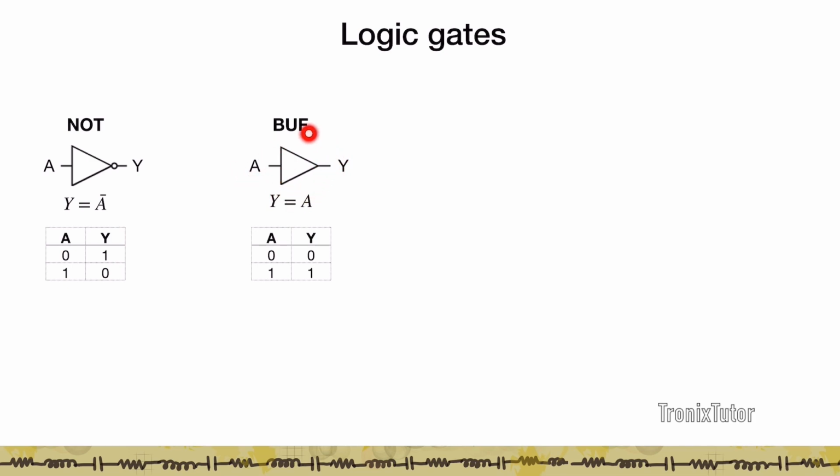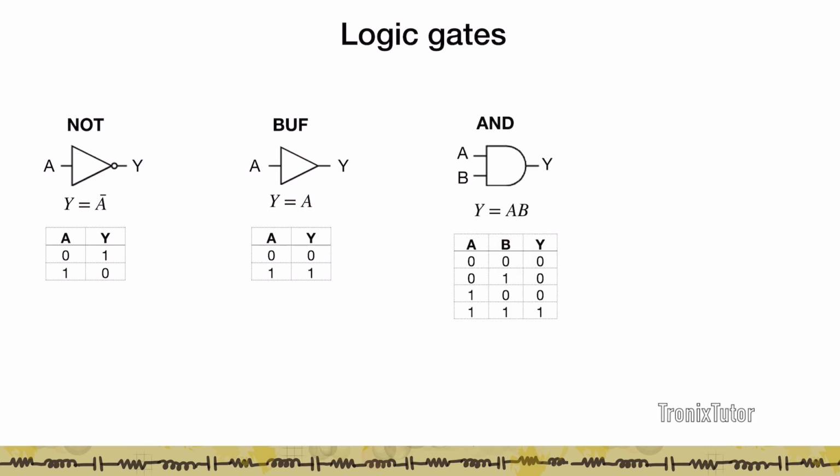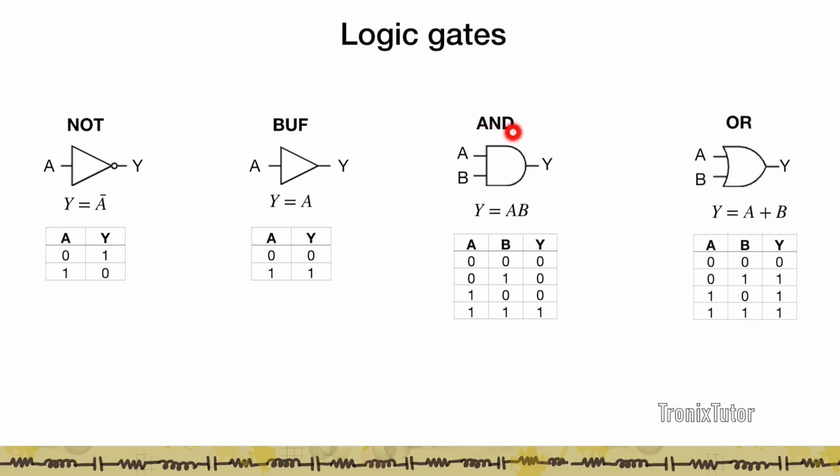Now the buffer, we'll see, is used a lot when we want to restore signals. Right? So we want to bring signals back to healthy voltage levels. We stick a buffer in the chain, and the buffer will essentially do that. Then we have the basic Boolean gates, which are basically AND and OR. An AND signal is represented as y equal to ab, and this is the AND gate, and the AND gate is high only when both A and B are high.